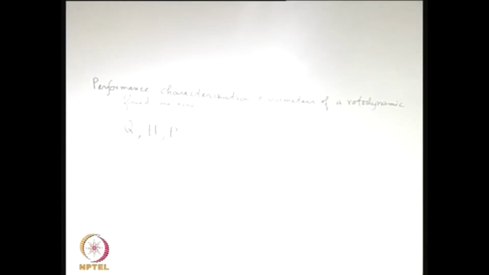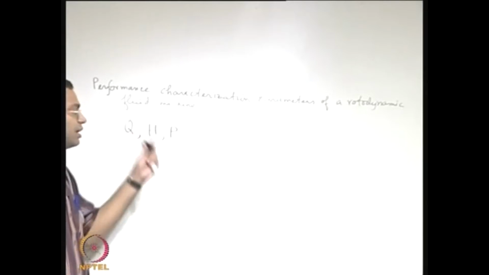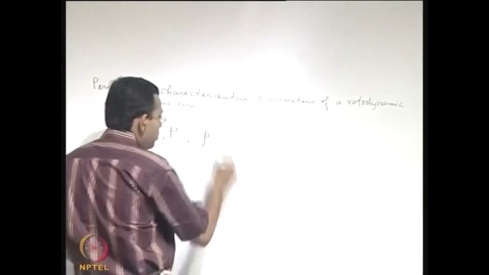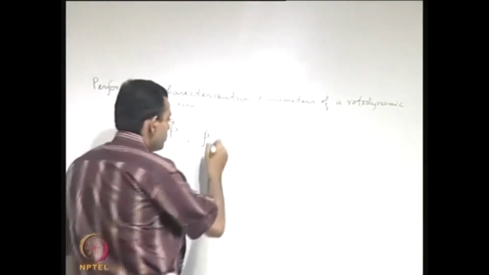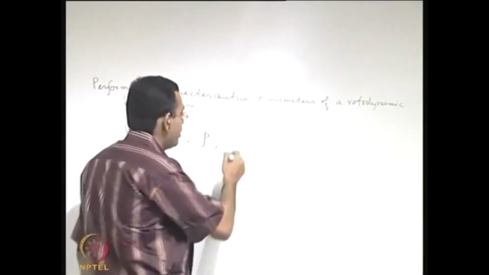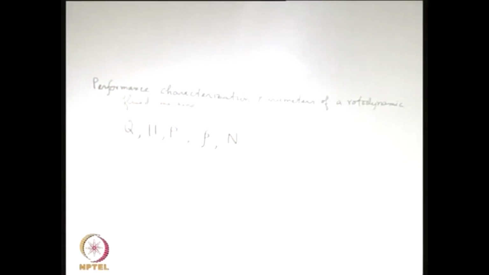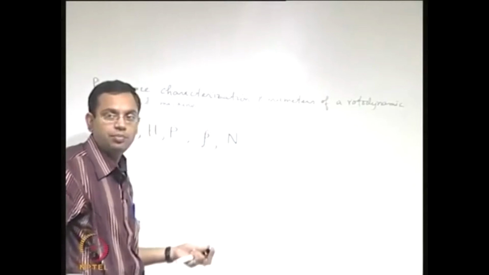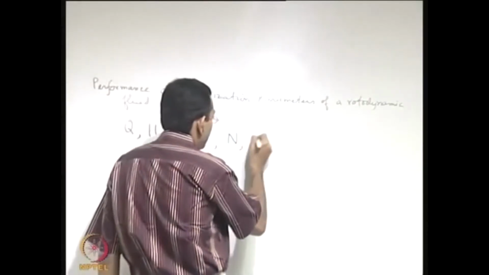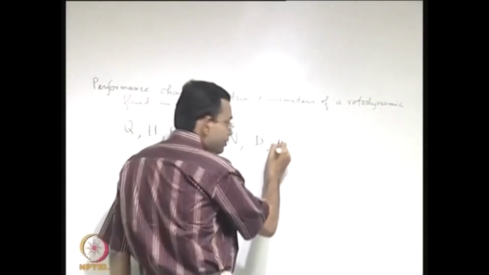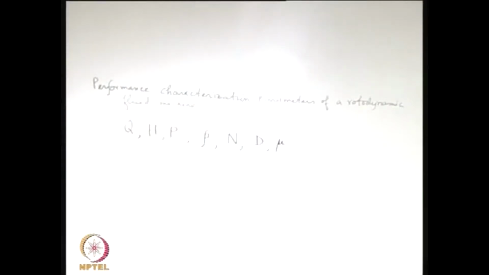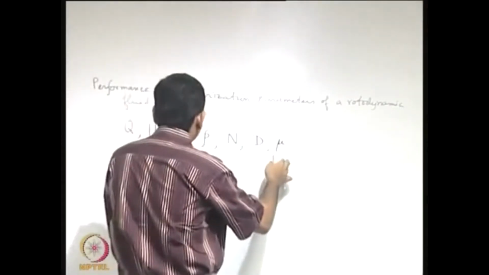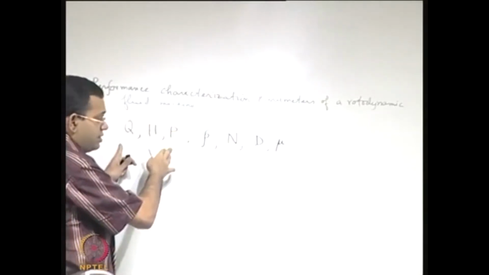Now what are the input parameters which dictate the variations in these? One may be, of course, the density of the fluid. Then, when you have a rotodynamic device, you have its RPM. So N, which is the RPM, you may also write it in terms of omega or radian per second, but typically we write it in RPM. Then the diameter of the rotor and possibly the viscosity of the fluid. These could be the input parameters which should govern the behavior of these output parameters.